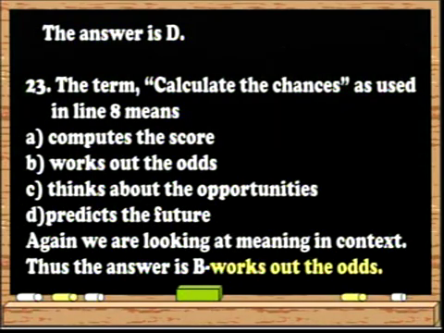The term "calculate the chances" as used in line 8 means: computes the score, works out the odds, thinks about the opportunities, predicts the future. Again, we are looking at meaning in context. Thus, the answer is B, works out the odds.